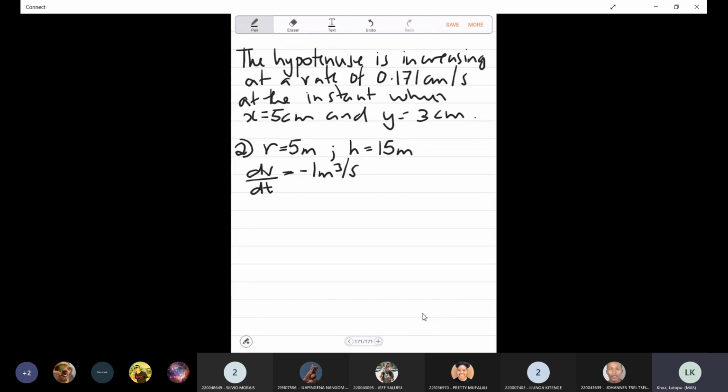Then we say, at what rate does the water level decrease when the depth is 3 meters? So as always, draw a sketch. You have a cone like that. And I'll copy this question right. Let me just see.